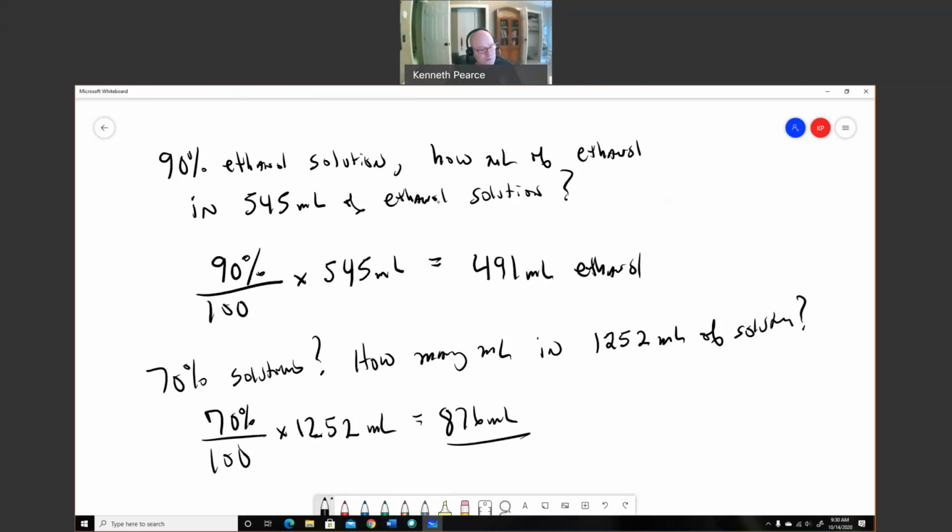And that's it. That's how you use percent calculation. So you should be able to calculate the percent given the part and the other pieces or the total of the solution. And you should be able to figure out how much you have of what's in the solution by using percent.